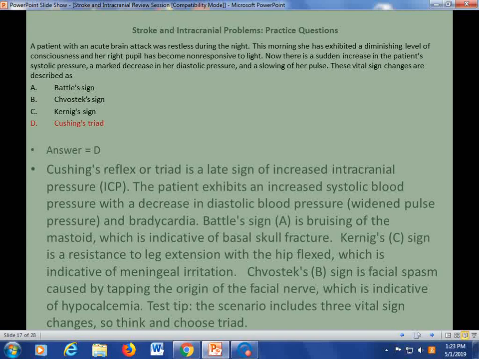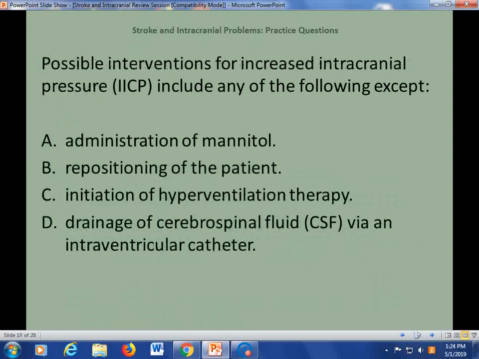Often it's not this simple, because this is very easy to identify: you have a change in the blood pressure, a slowing of the pulse, and a decreased level of consciousness. Sometimes you're asked in a very subtle way, but I always want you to think about the signs and symptoms of rising ICP, and especially Cushing's triad. It's really quite frequent on an exam.